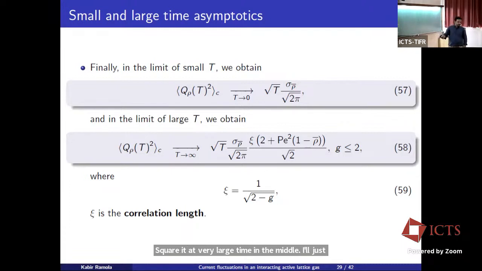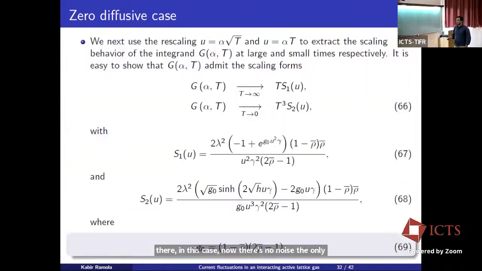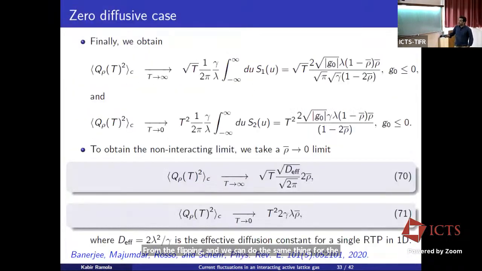And since I'm running short of time, we can also do the whole analysis for the case of zero diffusion, where in this case now there's no noise. The only noise comes from the flipping. And we can do the same thing for the flat initial profiles and can go through the result. And we finally get these expressions for the second cumulant in the zero diffusion case, but with interactions. And we can now take the non-interacting limit, which is basically taking the density going to 0. And we're able to match with the results derived by Satya et al. In the short time limit, but sorry, in the large time limit.